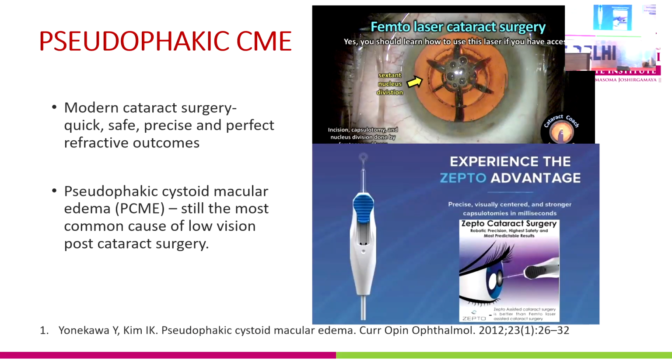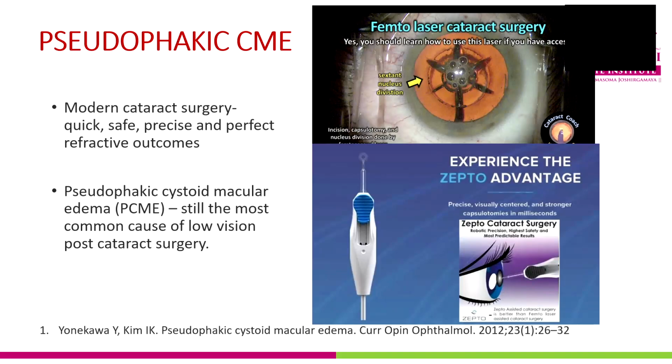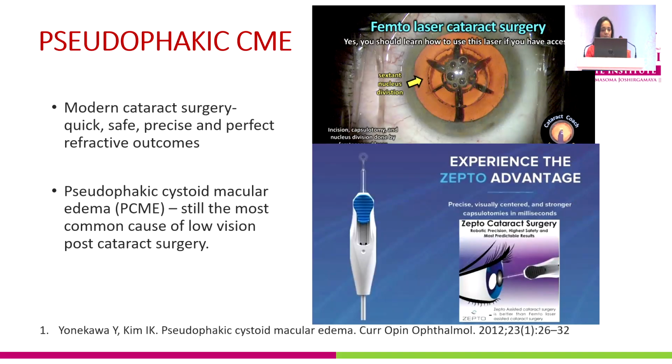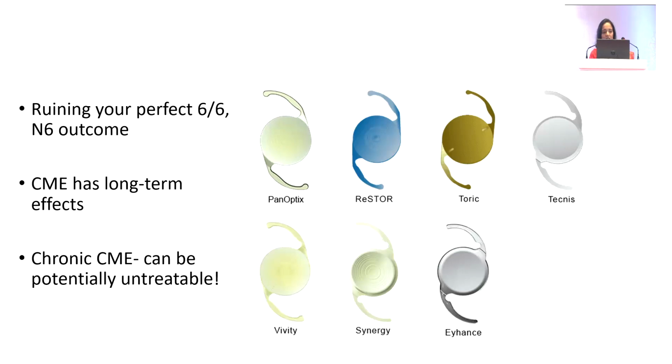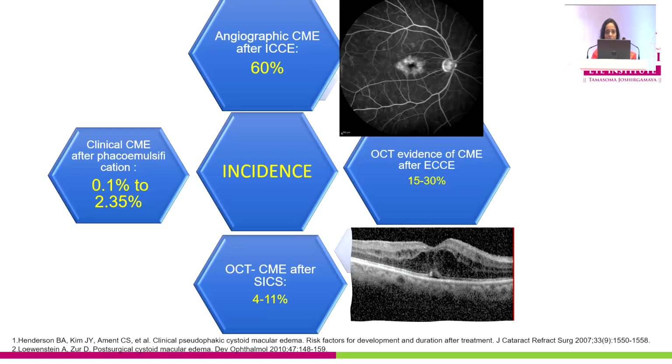Modern day cataract surgery is quick, safe, precise, and has perfect refractive outcomes, and the patient expects them too. PCME, as we'll be calling pseudophakic cystoid macular edema from now on, is still the most common cause of low vision post-cataract surgery. It ruins our perfect 6/6 N6 outcome. We all know how frustrating it can be. CME has long-term effects, and chronic CME can be potentially untreatable.